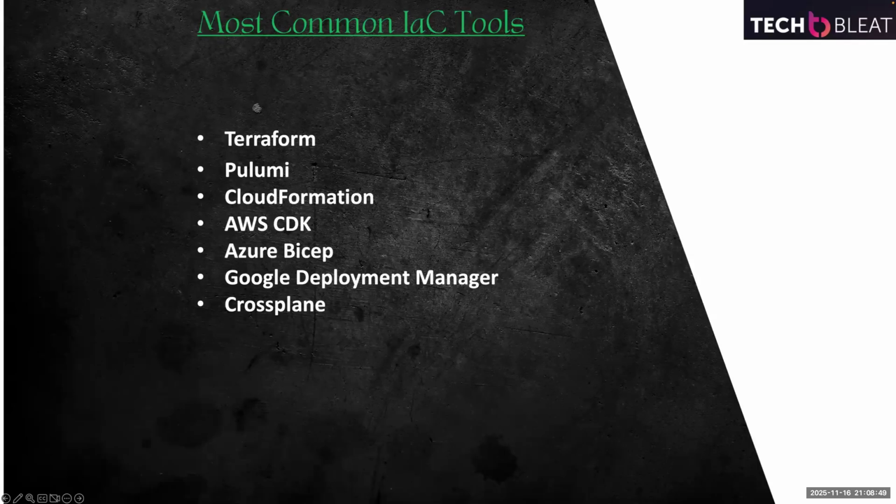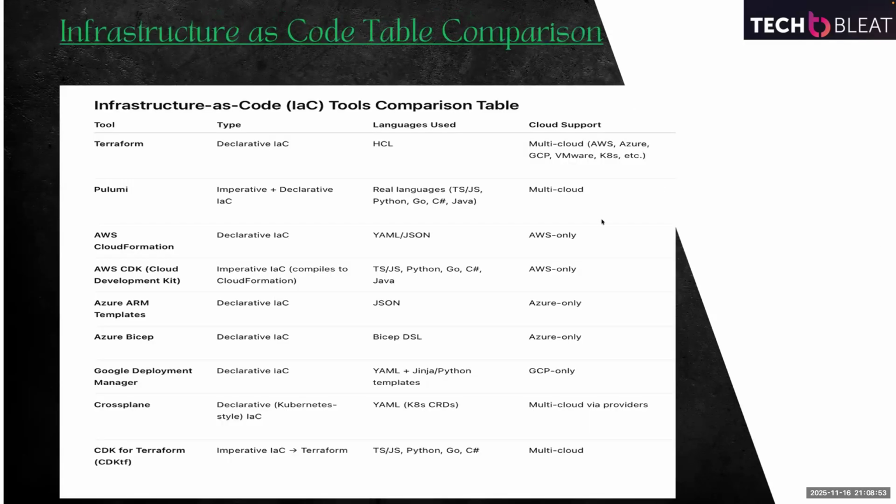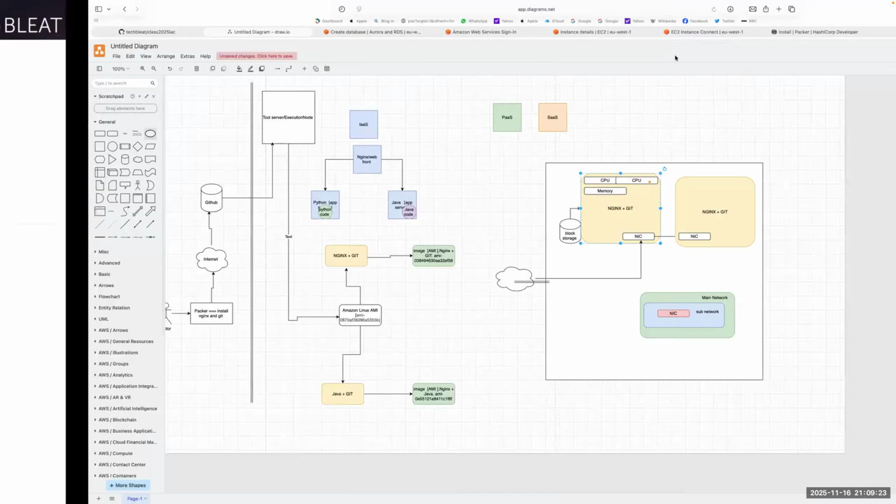Okay, and then we can move to the third slide, which is a comparison. Terraform is declarative, HCL; Pulumi is imperative and declarative. You can basically use real languages, as I mentioned, and so forth. This also summarizes what I just mentioned here. Okay, so we are going to learn Terraform. By all means, pick up Pulumi if you want. You can look it up. It's getting popular.